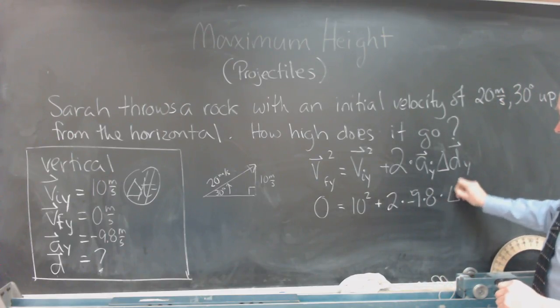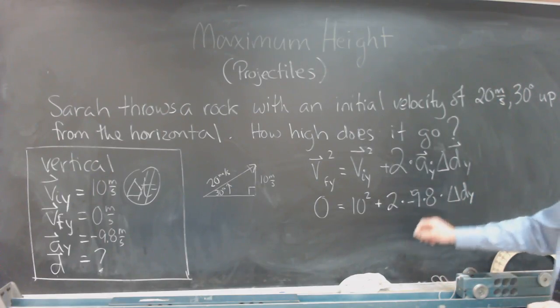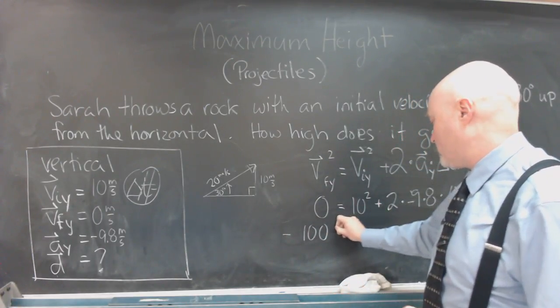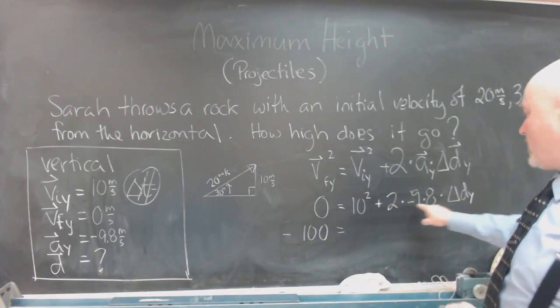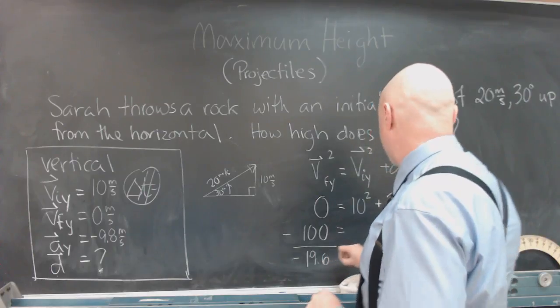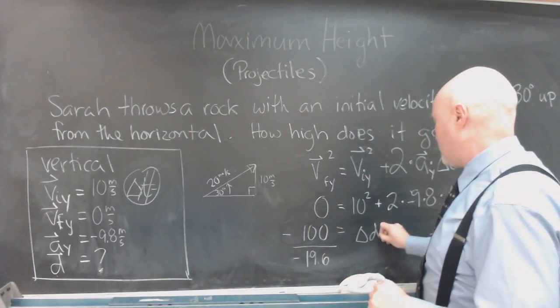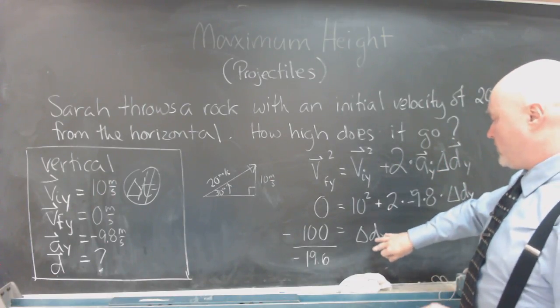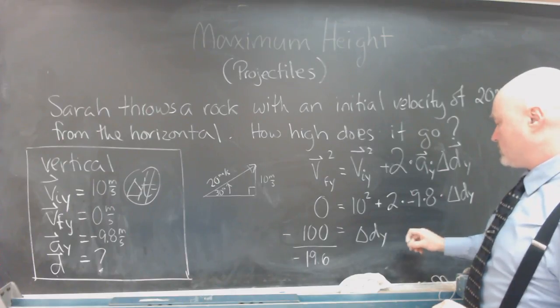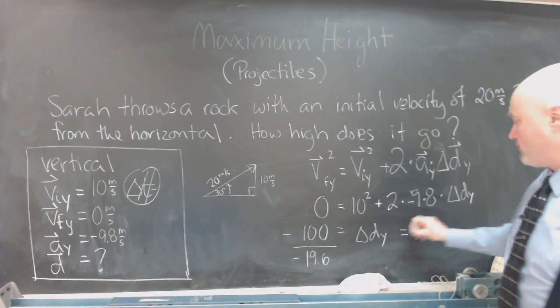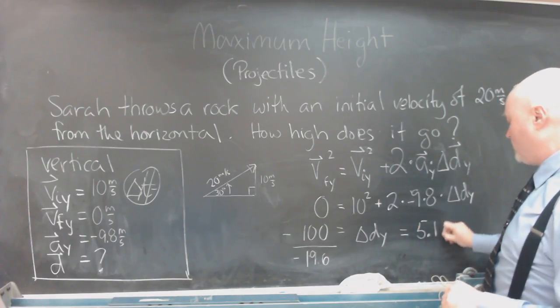My acceleration, and I'm going to have to isolate my dy. So I'm going to move my 10 squared, or my 100, over to this side. I'm going to be dividing by 2 times negative 9.8, which is negative 19.6. And that is going to tell me my change in y direction when this object ultimately gets to the top of its flight and the y direction velocity is turned to 0. And this is equal to 5.1 meters.